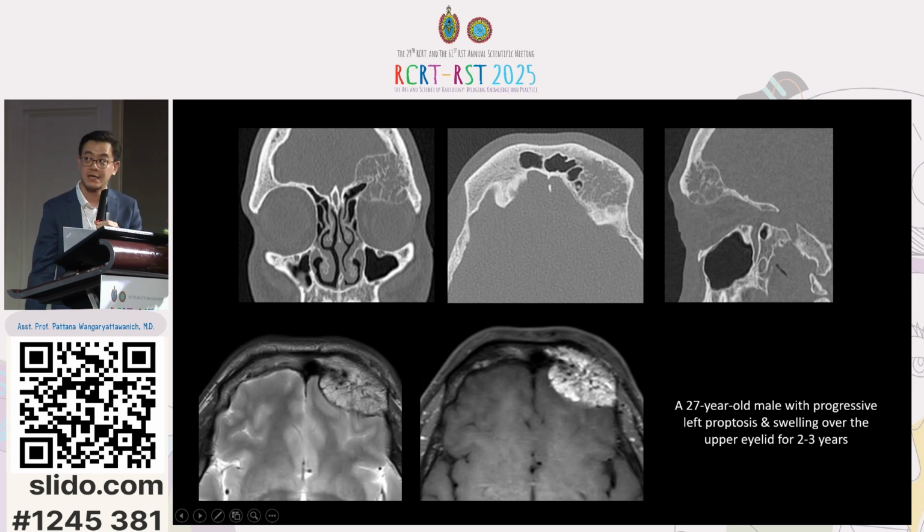for 2 years. Initially he got a CT scan, and I'm showing you the CT in bone window in coronal plane, axial plane, and sagittal plane. You can see that this patient has a pretty large lesion centered at the superior orbital wall, or orbital roof, and it shows as an expansile lytic osseous lesion.